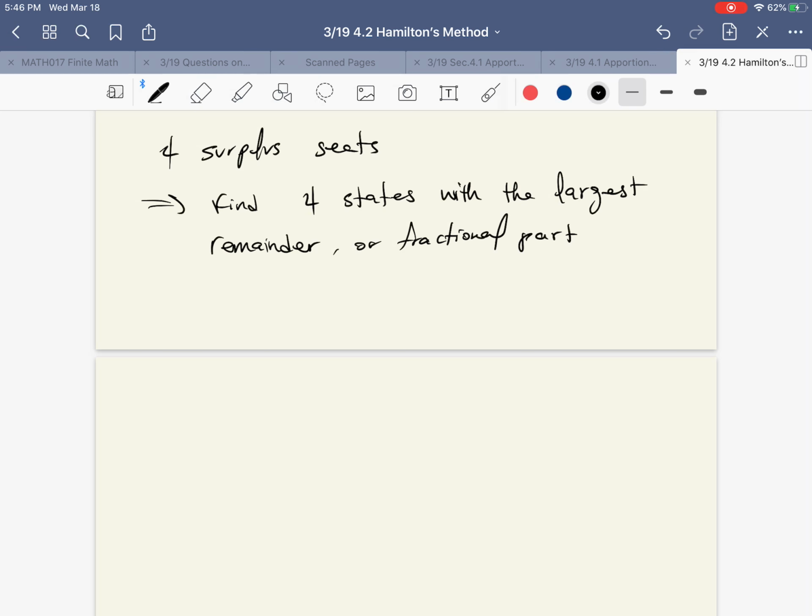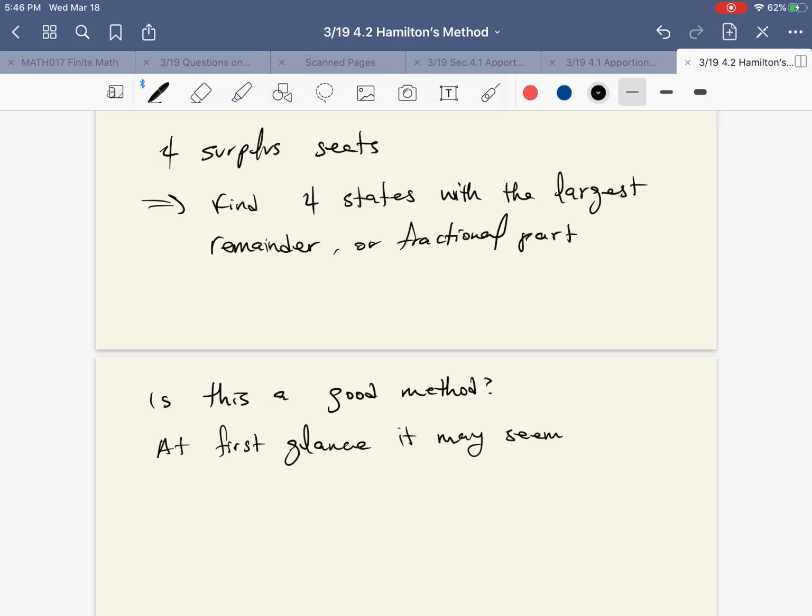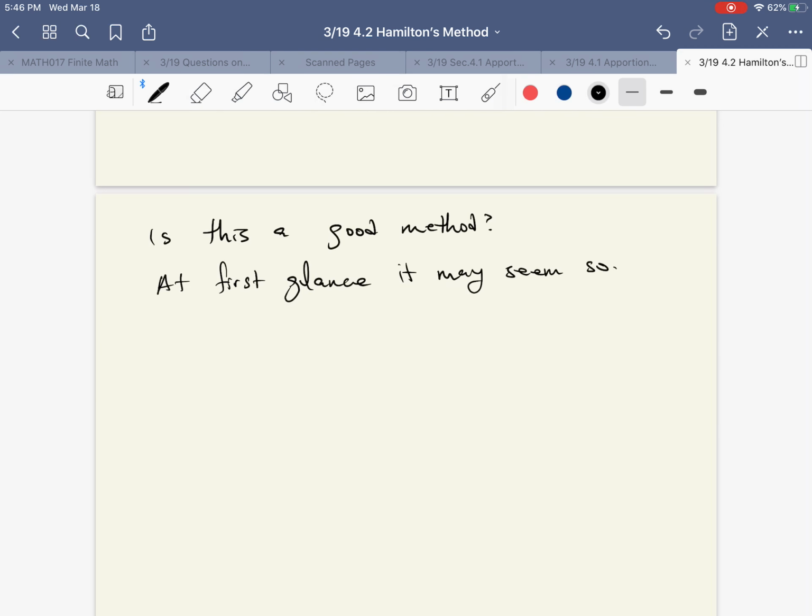So, is this a good method? At first glance, it may seem so. However, now I want you to consider this example.